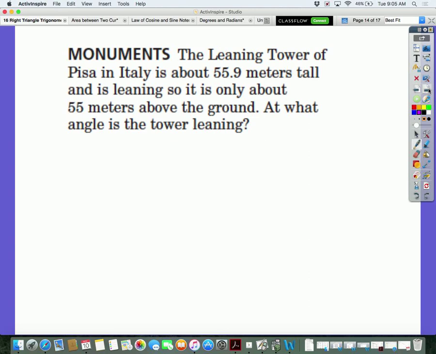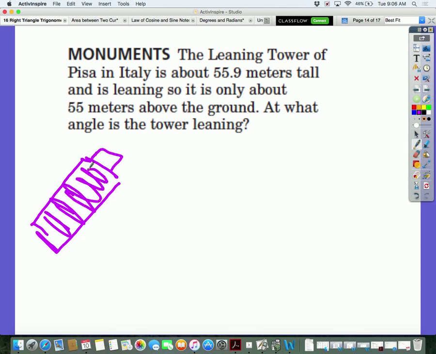The Leaning Tower of Pisa in Italy is about 55.9 meters tall and is leaning, so it is only about 55 meters above the ground. At what angle is the tower leaning? You have no picture here, so what might help you? Draw it. You have the Leaning Tower of Pisa. Realize that I'm not an art teacher either. So however the tower looks, there is the leaning tower. That's rough.